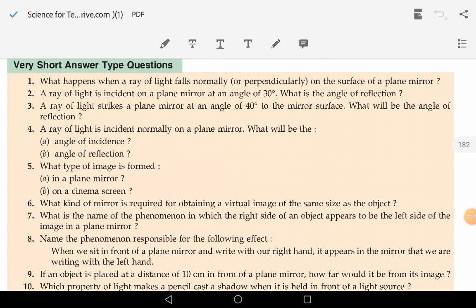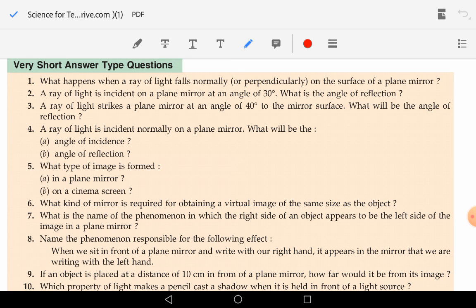Hello. So today we will discuss some questions which are based on the topics of reflection of light through a plane mirror and the image formed by a plane mirror. So we will be discussing first 10 questions. So let us all start.